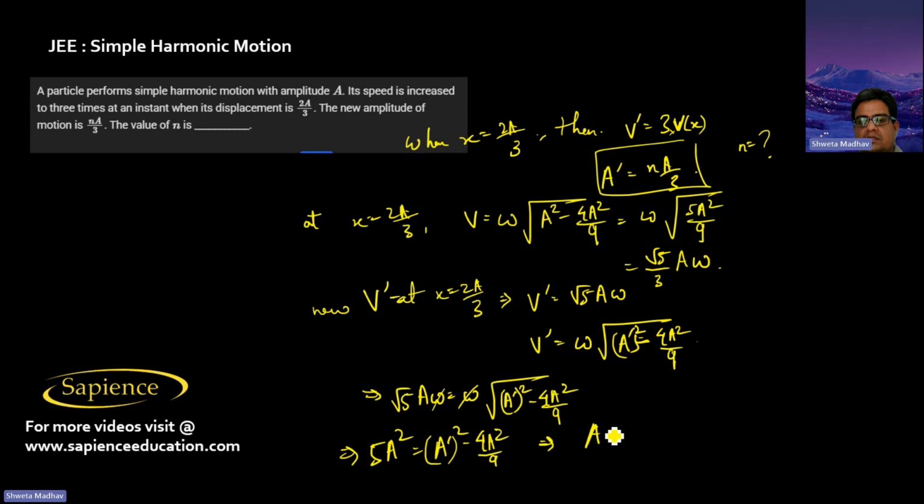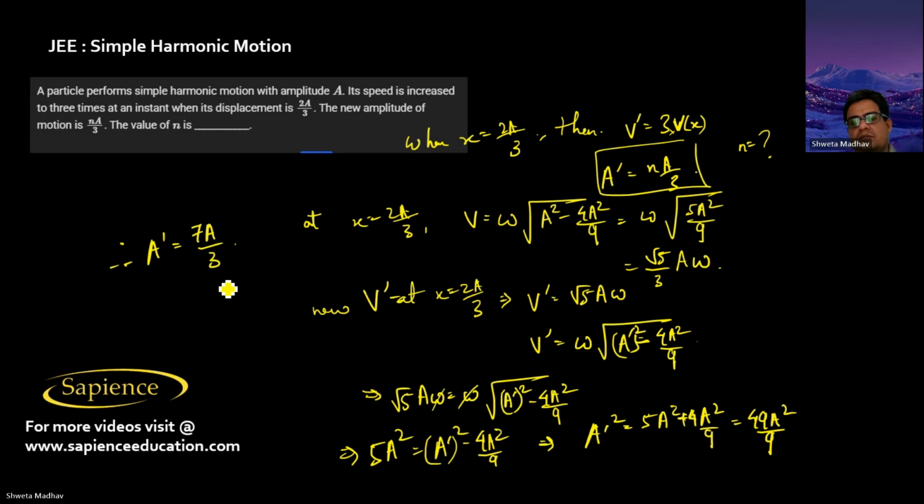So therefore a dash square is equal to 5a square plus 4a square by 9. So this will be 45 plus 4, 49a square by 9. So therefore a dash will be equal to 7a by 3, since it is the square root of this; the square root of 49 by 9 is 7 by 3. So it is equal to the given na by 3. Therefore the value of n is 7. So 7 is the answer.